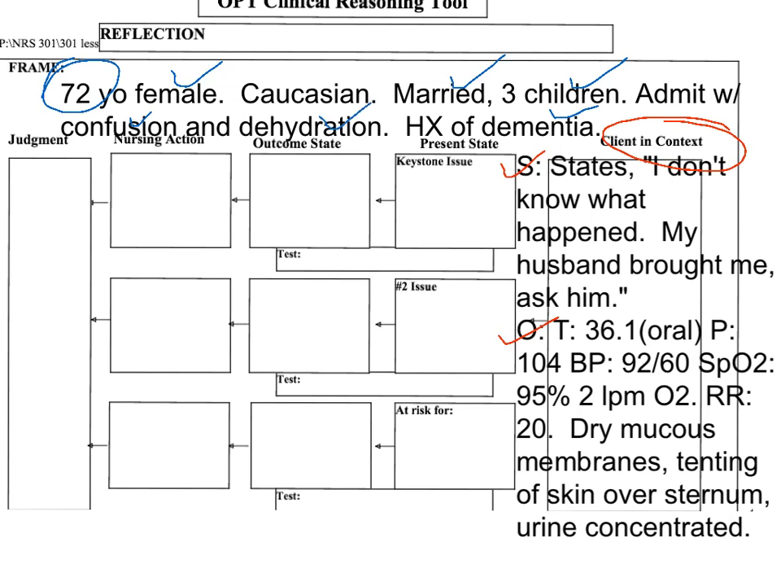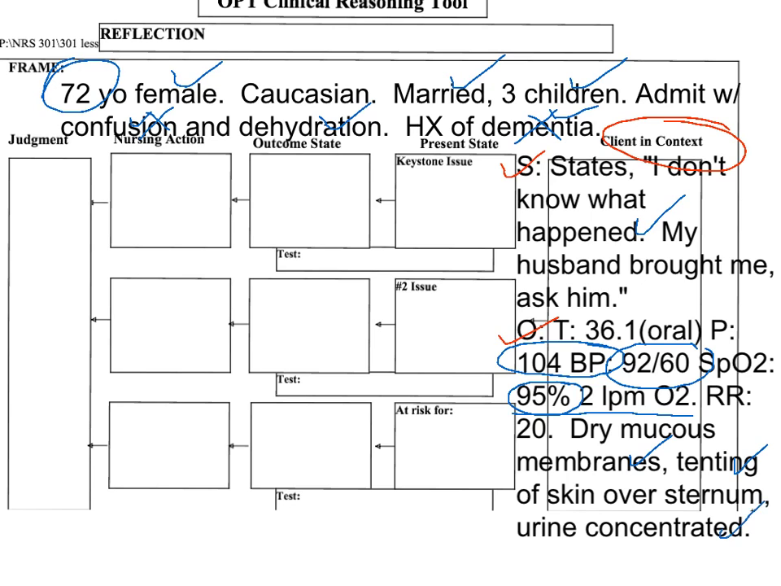Another key piece of information is that this patient has dehydration. Another key piece of information is that they say, "I don't know what happened." That links up with confusion over here and dementia. Also, I'm a little bit concerned down here about this pulse, the blood pressure, the O2 sat. Why is this person needing supplemental oxygen to maintain an O2 sat of 95%? The respiratory rate is okay. However, she has dry mucous membranes, she has tenting of the skin, and she has concentrated urine.